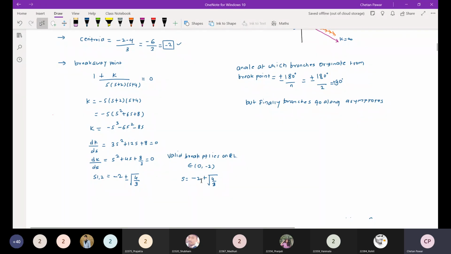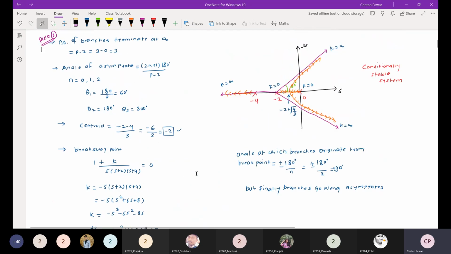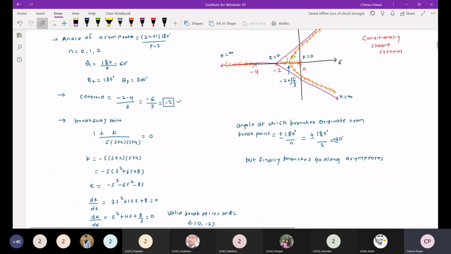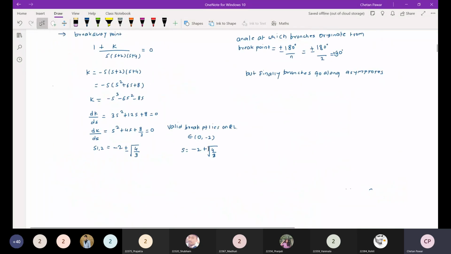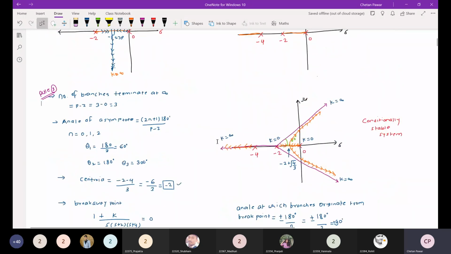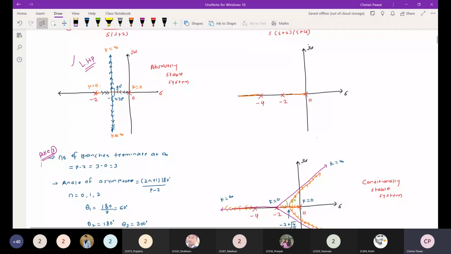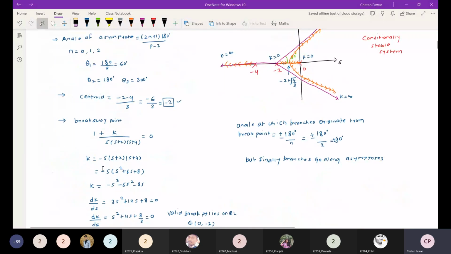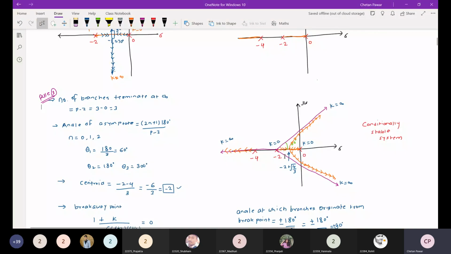So we just found that there are 2 real root locus branches, between -2 to 0 and after -4. Okay, so this point -2 plus square root of 4/3 exists on the root locus, so that is a valid breakpoint. Okay, so we have the angle of asymptotes, breakpoint and centroid. Okay, so now we just draw the root locus for this.